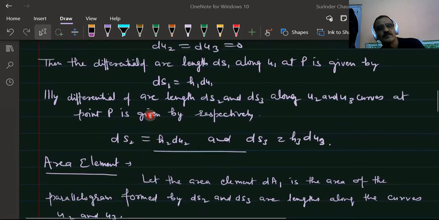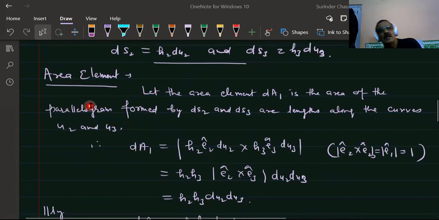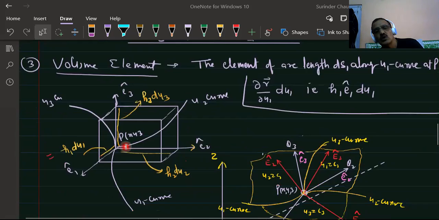Now let's find the area limits. Let the area element dA1 vector be the area of the parallelogram formed by ds2 and ds3, which are lengths along the curves u2 and u3.